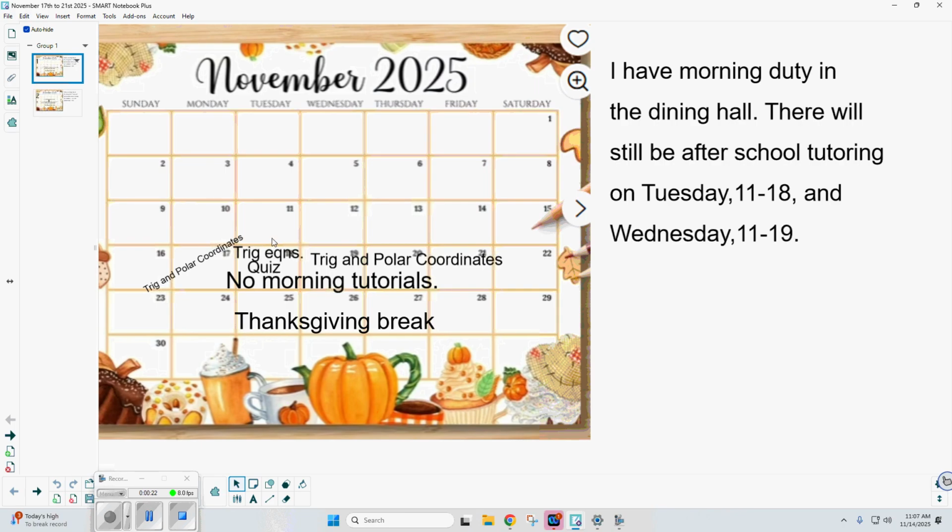Going into next week, remember we have our next quiz on Tuesday. So it is going to have College Board questions on there. All right, so it's going to include those that we're talking about right now with special right triangles. So definitely be looking ahead to that. Every other day next week, we are looking at trigonometry and polar coordinates. Okay, and don't forget, next week, there's no morning tutorials.